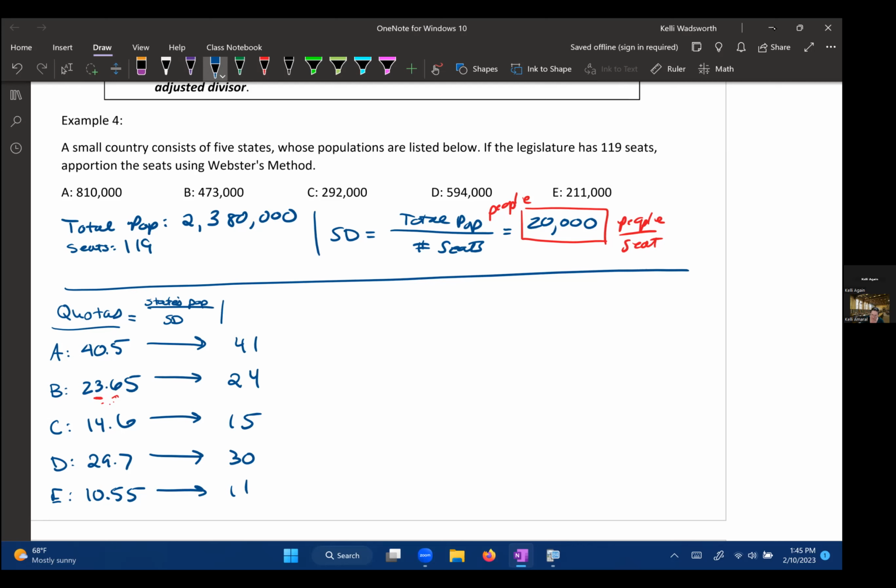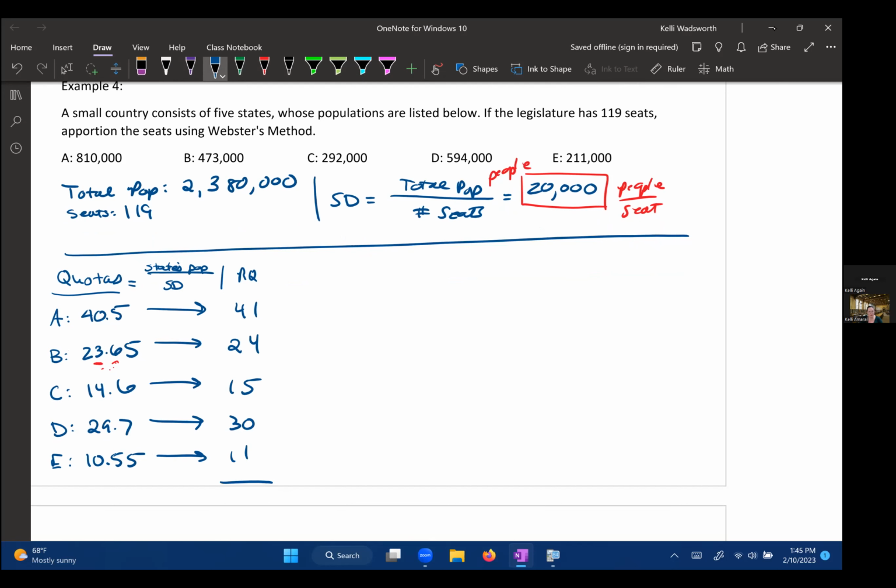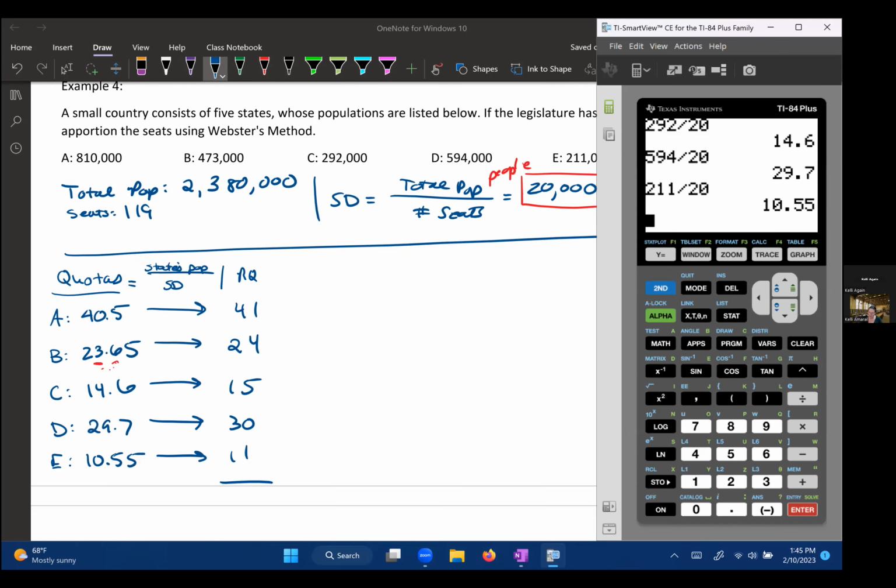So that's rounded. I'm going to call that rounded quota, just RQ. Now what is the sum? If we add those all up, what do we get? Let's see. 41 plus 24 plus 15 plus 30 plus 11. So 41, 24, 15, 30, 11. 121. Okay, so we're too big, right? We only had 119 seats. We've allocated 121. So what is that? 2 extra? Okay, so that's not good.